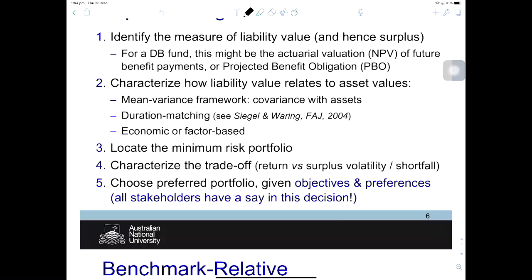With this, you can choose any of these methods to characterize the negative bond within your portfolio and characterize the covariance of the negative bond with other assets within the portfolio. And now you have a better understanding of the trade-off of the surplus volatility or funding ratio against how well you're going to meet the liabilities in the fund. Locate the minimum risk portfolio. That's going to be your starting point. Then the so-called negotiation process will be involved to decide the final asset allocation for the DB fund.